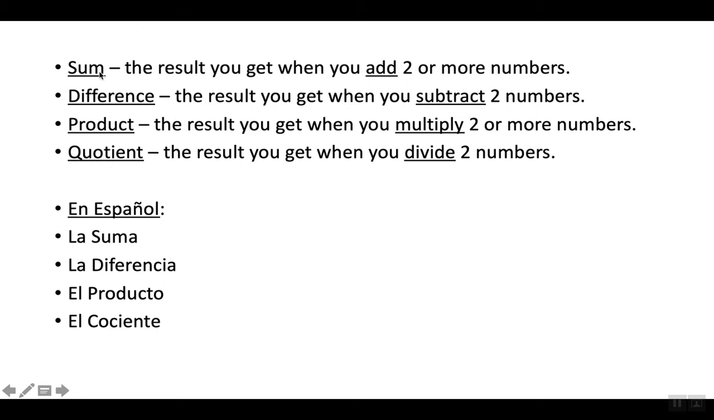So sum is addition, difference, subtraction. Product means multiply, and the quotient means you gotta divide. La suma quiere decir que tiene que sumar. La diferencia tiene que restar. El producto tiene que multiplicar. Y el cociente quiere decir que tiene que dividir.